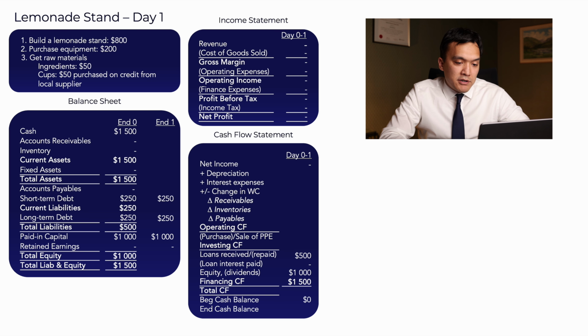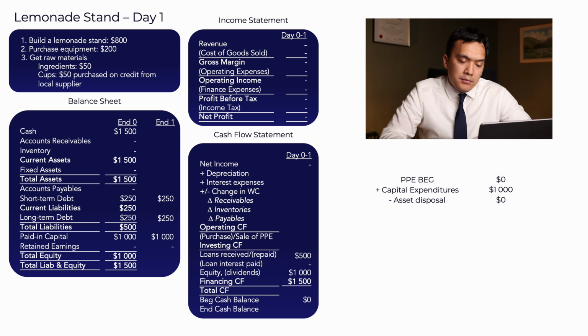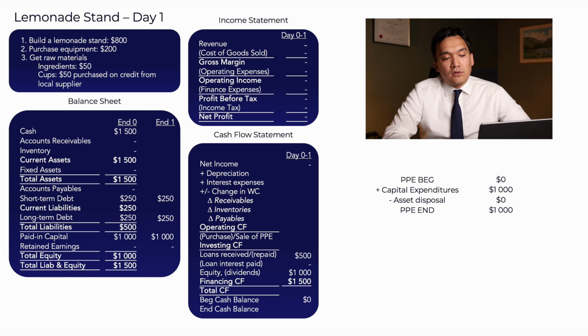Now let's have a look at property, plant and equipment, our fixed assets. So at the beginning of the period we had $0 of fixed assets, and this balance is increased by capital expenditures of $1,000, which is our lemonade stand and equipment, and minus asset disposal. So we didn't sell any of our assets during day 1, so it's $0. So our fixed assets at the end of the period are $1,000.